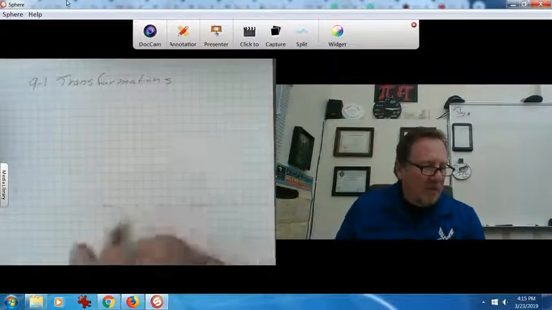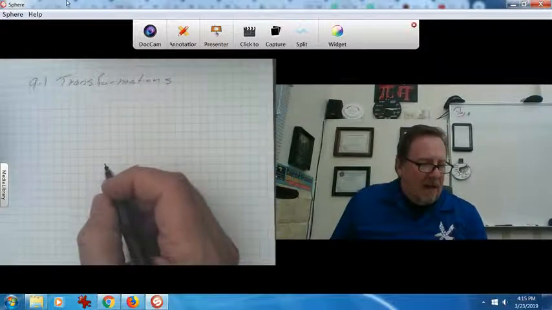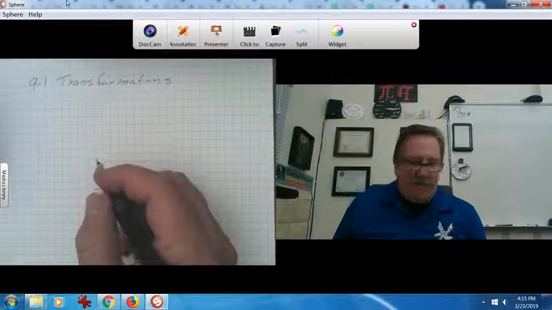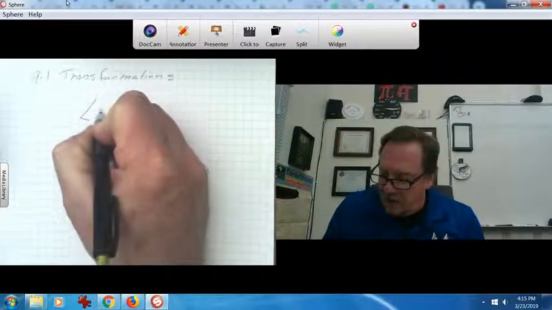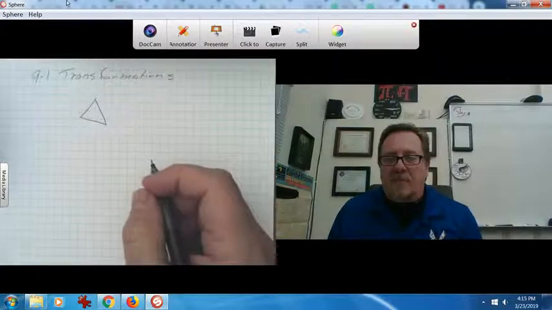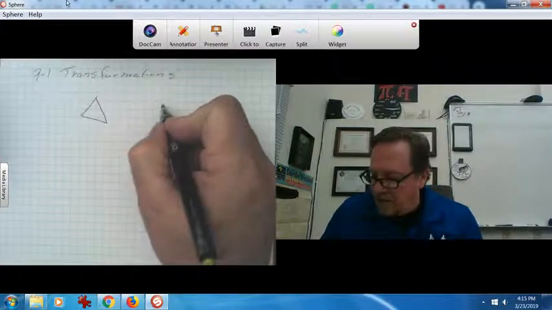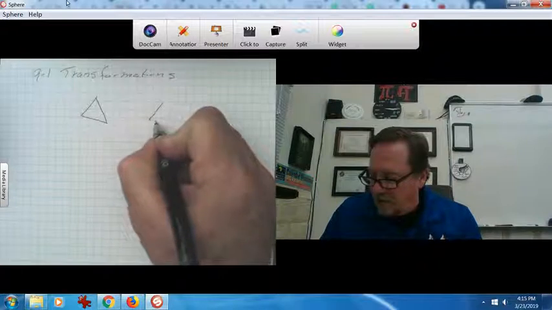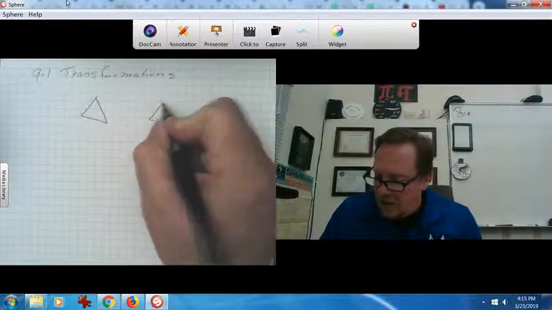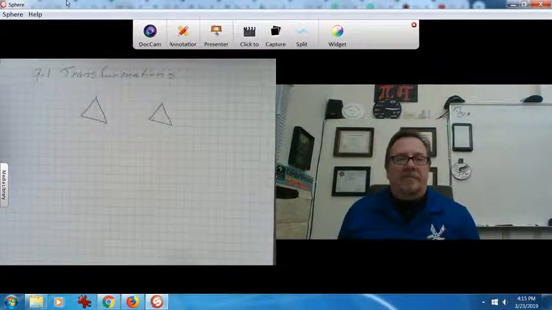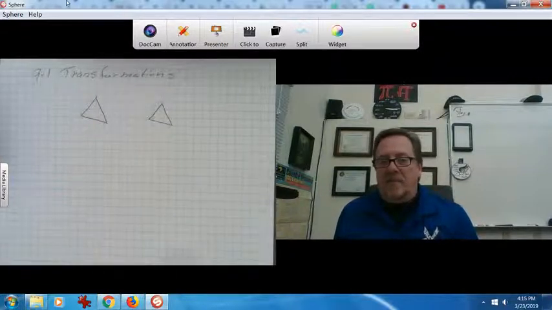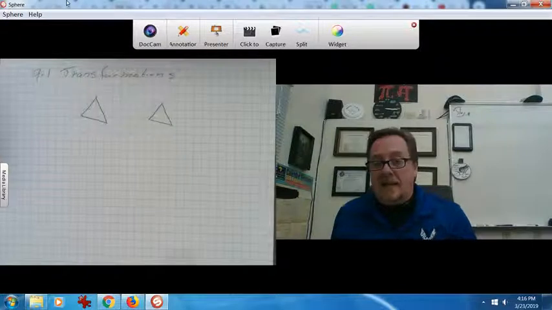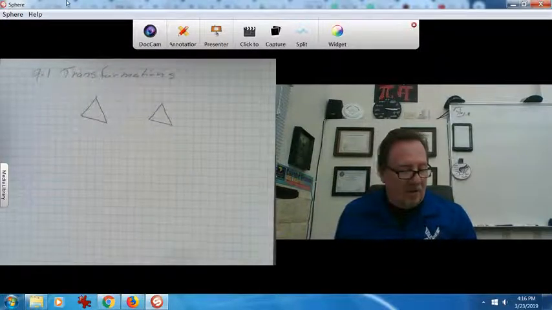Problem number 1 there asks if some of these things are rigid motions, and it might have something like a triangle, and we call that the pre-image. And after I've slid it into a new position, I would call that the image. Assuming that these were the same size, does that look like a rigid motion? Answer, yes. It hasn't changed the shape or the size, therefore it's a rigid motion.